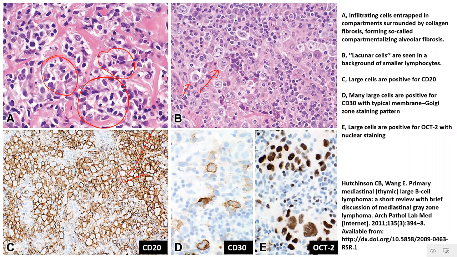Now, this degree of strong CD20 expression would not be seen in a case of a classical nodular sclerosis type of Hodgkin lymphoma. CD30 appears to be positive, although in a heterogeneous fashion, and OCT2 shows nuclear positivity within this atypical large cell population.